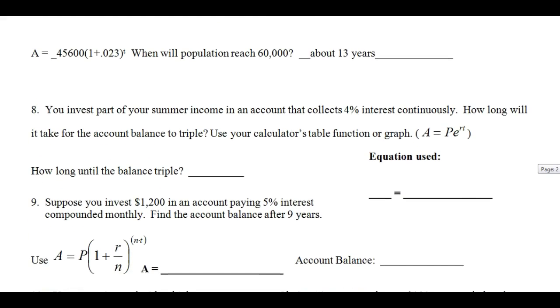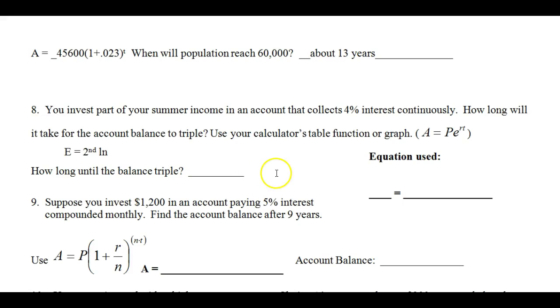8. You invest part of your summer income in an account that collects 4% interest continuously. How long will it take for the account balance to triple? Use your calculator's function or graph. A equals P E to the rt. E is a number on your calculator, again. To get E, you're going to hit second and the ln, or the natural log button, and that'll get E, and it'll automatically make an exponent for you.